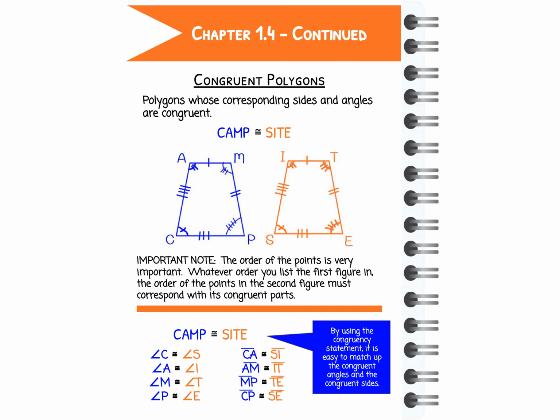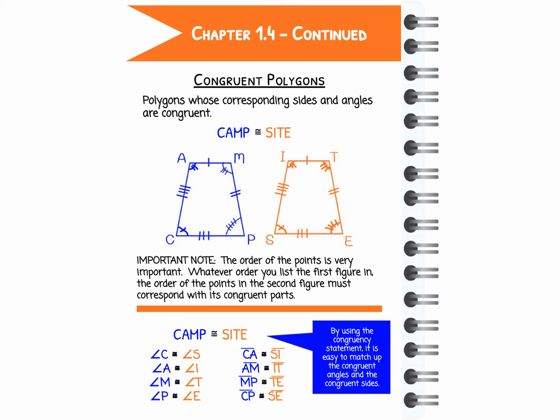M and T are going to be congruent. P and E, those angles are going to be congruent. And you can see from our figure down here that it's true. Okay, then you can also do that with segments. So segment CA has to be congruent to segment SI. Segment AM has to be congruent to IT, and so on. Okay, and I listed that all down below so you can see that.